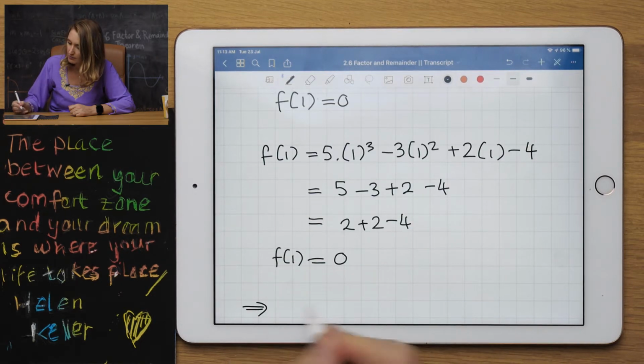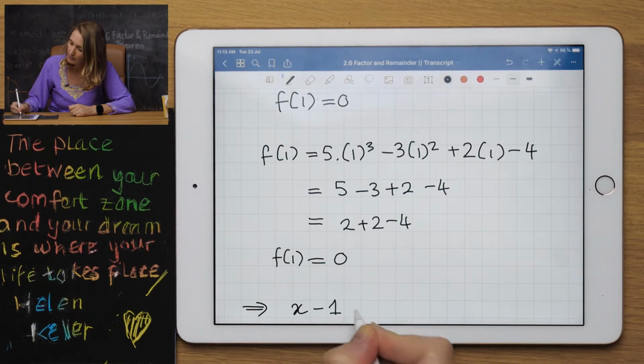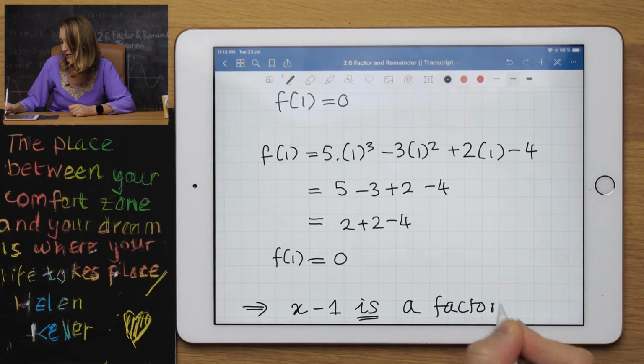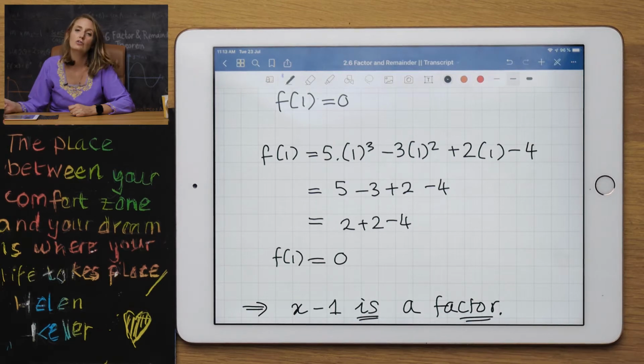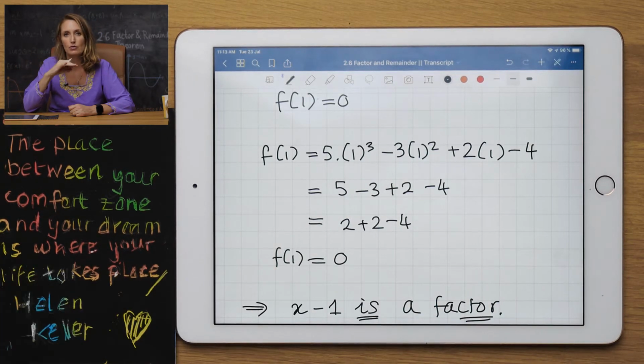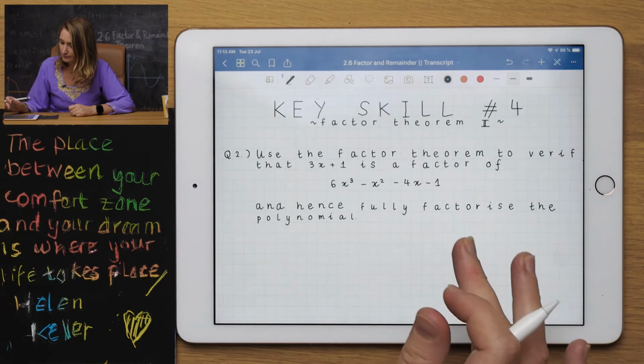So we can therefore say, x minus 1 is a factor. If you wanted to verify that in the next example, we will. You could use long division and show that at the end there was a 0 remainder. However, the factor theorem is much quicker and more efficient than using long division.